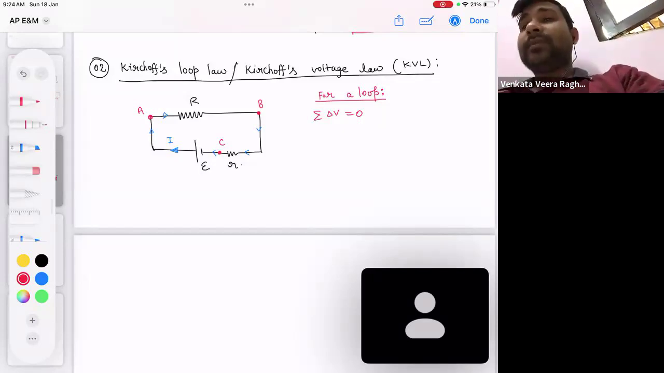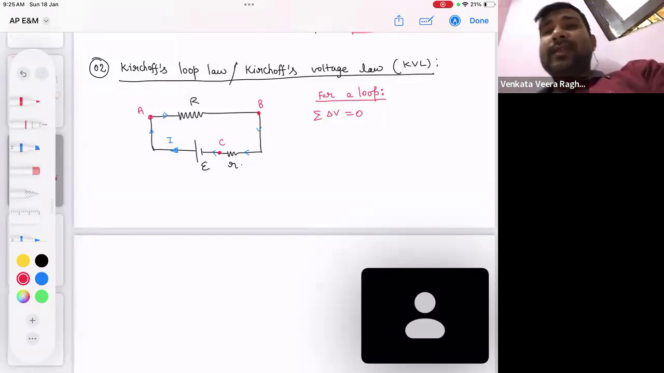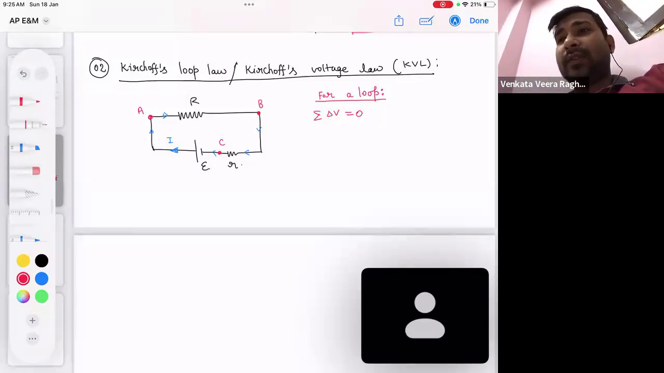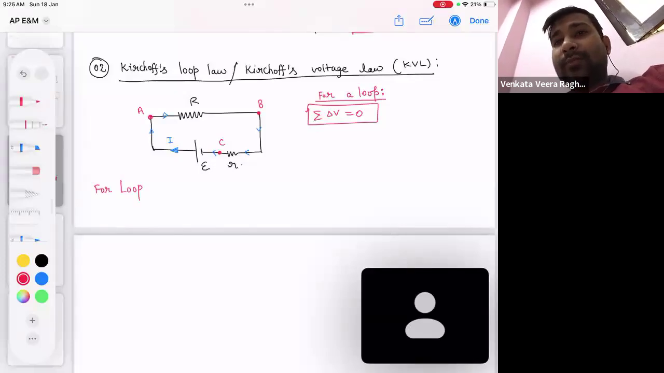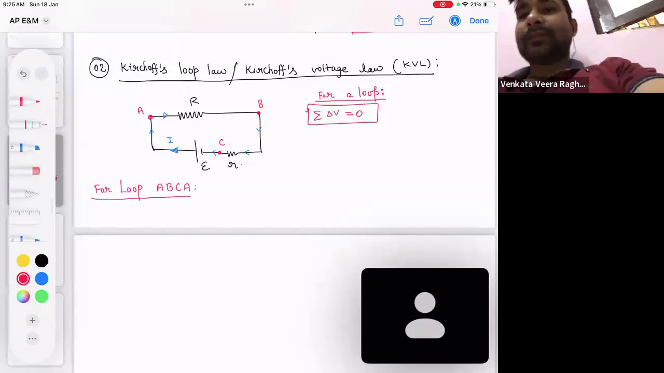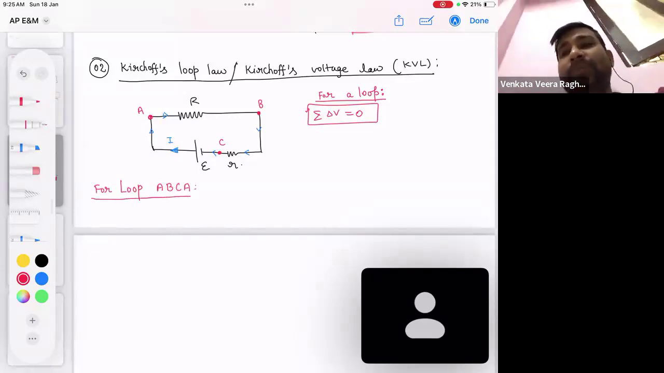So in the path, whatever potential differences come, if I add all those potential differences, what will happen? The summation of potential difference will become how much? It will become zero. Understood? Like here, let's say I want to use the same concept in this loop. For which loop am I talking? I'm going from A to B, B to C, and C to A. Is it a loop? Check it. A, B, C, A. Is it the loop?